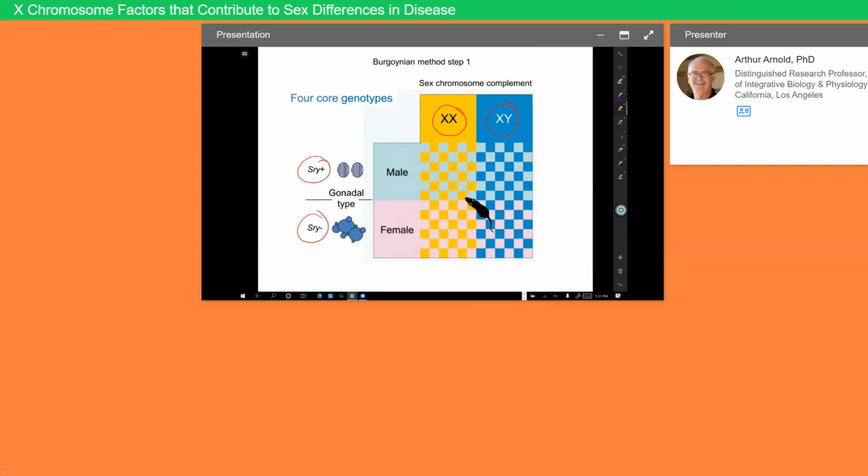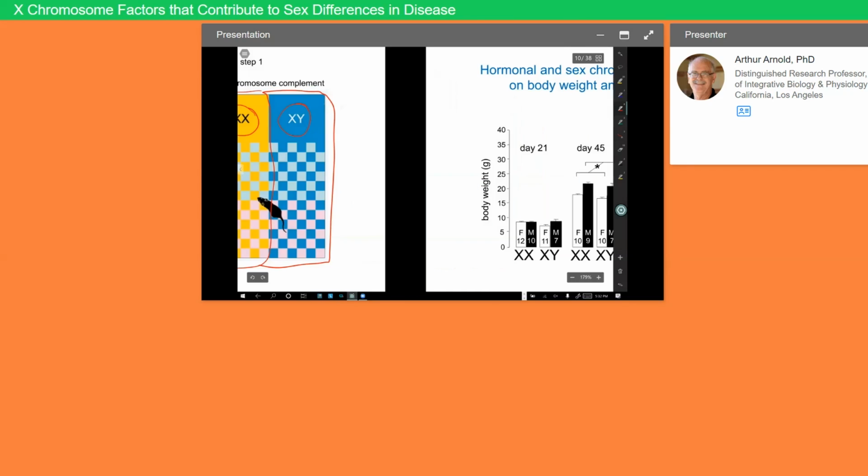Half of the animals have SRY and half are without SRY. The animals with SRY have testes and testicular secretions. The animals without SRY have ovaries and ovarian secretions. And so if we find that a sex difference in a trait goes along with whether the animals have testes or ovaries, so if the gonadal males differ from the gonadal females, then we say that the trait is caused by hormonal effects. But if, on the other hand, the XX animals are different from the XY animals, then we say it's a sex chromosome effect, not dependent on the gonads, not dependent on the type of gonadal secretions.